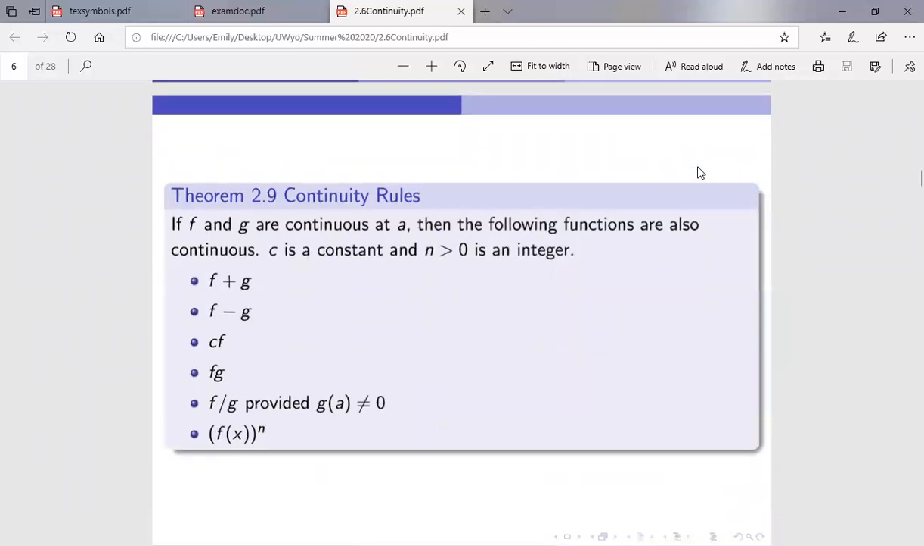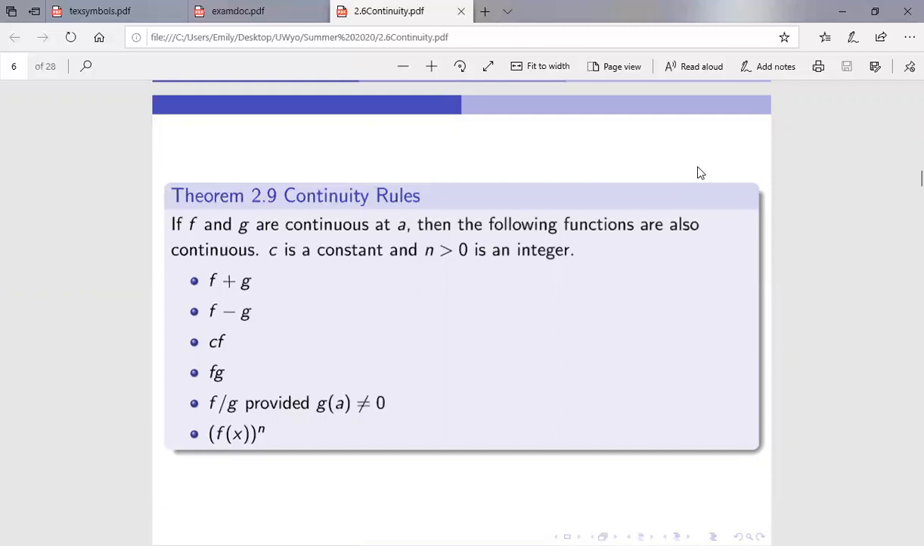Next, we're going to talk about continuity rules. So just how we have limit rules, like the limit of f plus g is the same as the limit of f plus the limit of g, we have the same sort of rules for continuity. So if we've got a function f and a function g, and they're both continuous at a point a, then the following functions are also continuous at that point a. And in this case, we're going to let c be just some constant. Maybe it's 7, maybe it's 13. It doesn't really matter. And we let n be some non-negative integer.